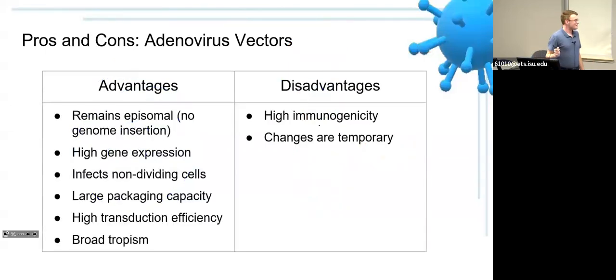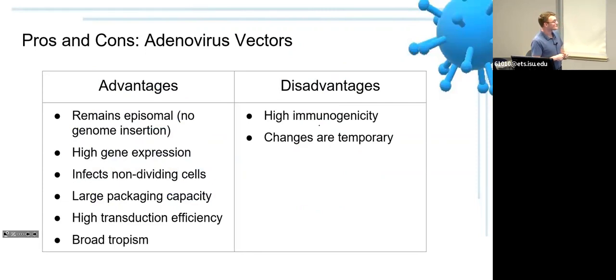Pros and cons of adenovirus vectors. The adenovirus does not integrate into your genome. That's why when you get the common cold, it only lasts about a week if you're lucky. If you're me and my wife, we get it for like a month. But it remains episomal, meaning that it just floats around. It's not incorporating into your chromosomes. It's just there, which is really good because you can't insert the gene into the middle of something important and give yourself cancer.